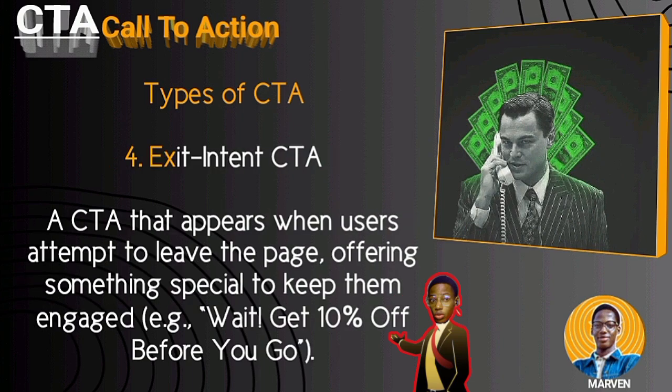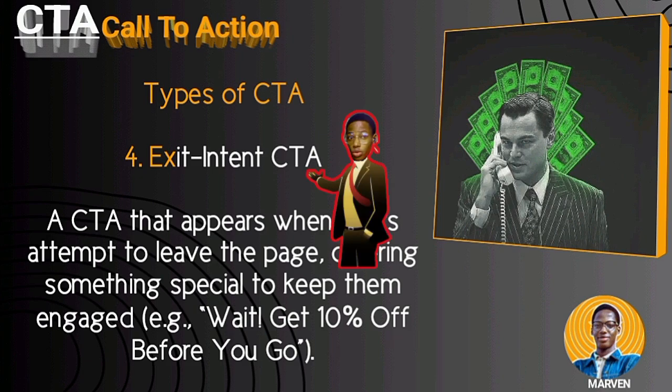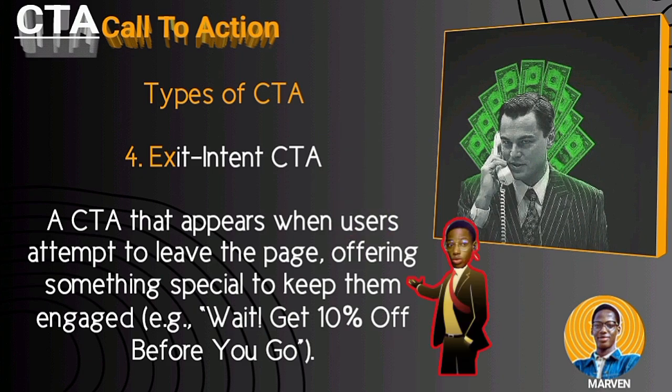If you notice, sometimes when you enter a page and you want to go, you see something like, wait, get 10% off before you go. Yes, this is also an example of a CTA. It's called the exit intent CTA. It appears when you attempt to leave the page.